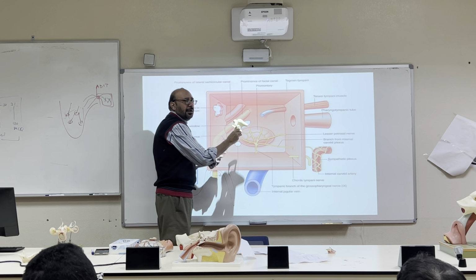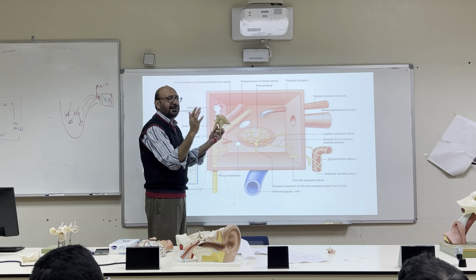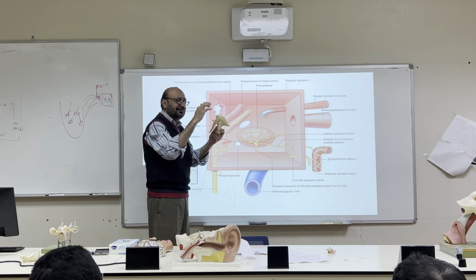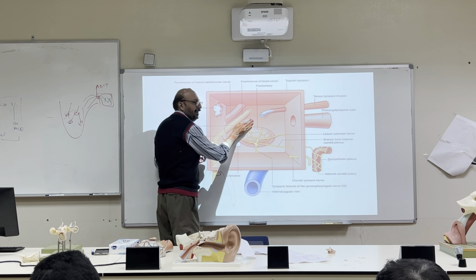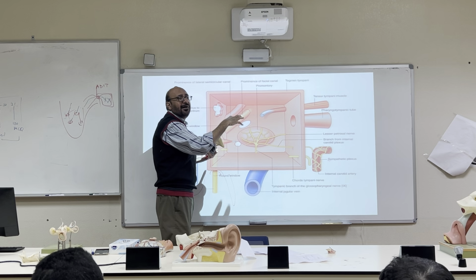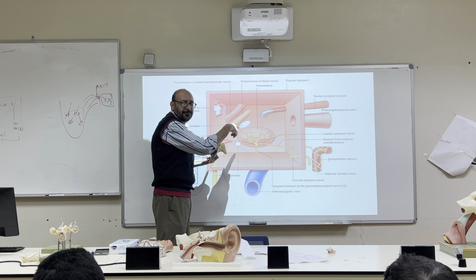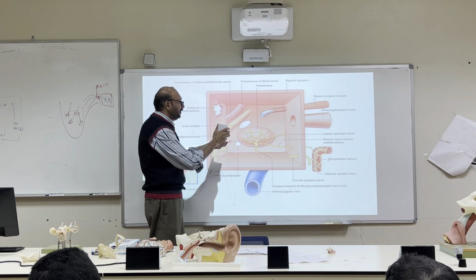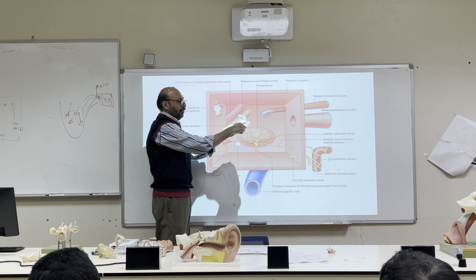Good? The purpose is that sound will create movement in the tympanic membrane. The tympanic membrane will move the malleus, then incus, then stapes, and then the stapes will push here to make a vibration or oscillation in the perilymph, which contains the endolymph. After this, we have a cochlea. Cochlea is like this.